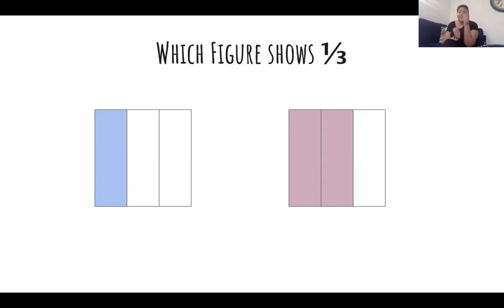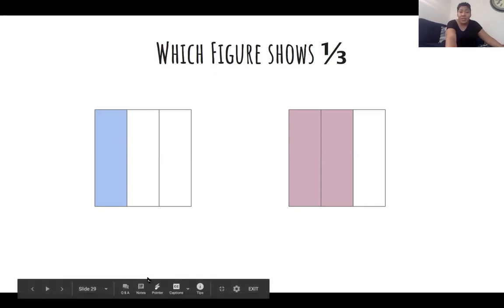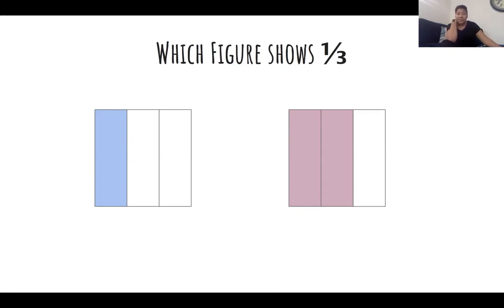All right, so we need to figure out which figure shows 1/3 of the picture shaded. That means only one part of the 3 squares are shaded. Is it the first picture or the second picture? I want you to draw the picture on your piece of paper that shows 1/3. I'm gonna give you a few seconds to do that. And I'm gonna be thinking in my brain while you guys are drawing, which picture shows 1/3?